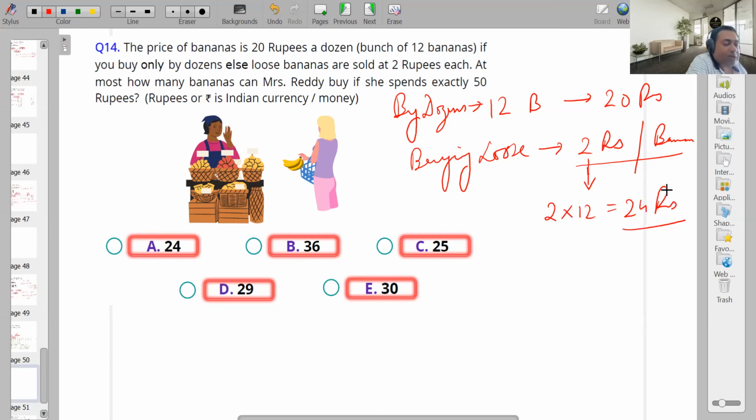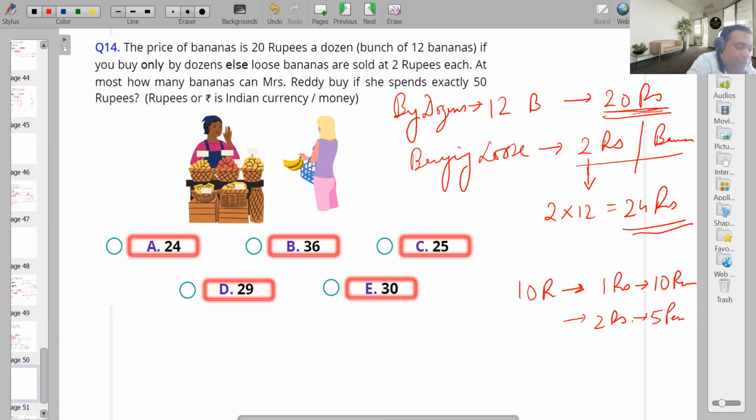So which one is more expensive? Of course, this is more expensive and this is more economical, or less expensive, right? So if something is less expensive and you have a fixed amount of money, you'll be able to get more of that. Correct or not? For example, if you have 10 rupees and you buy pencils which cost 1 rupee each, you'll be able to buy 10 pencils. But if you buy 2 rupees each expensive pencil, you'll be able to get only 5 pencils. Right? So to buy more quantity, you need to buy using the cheaper price.